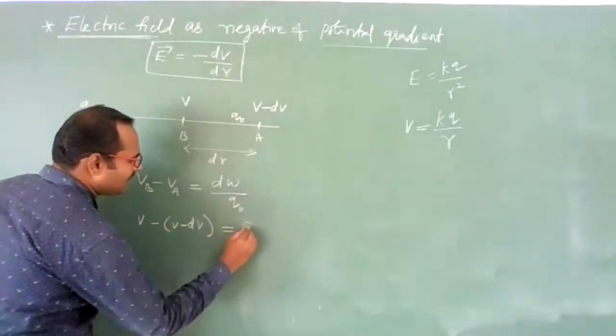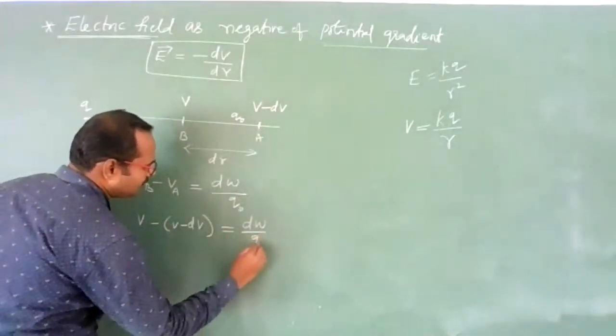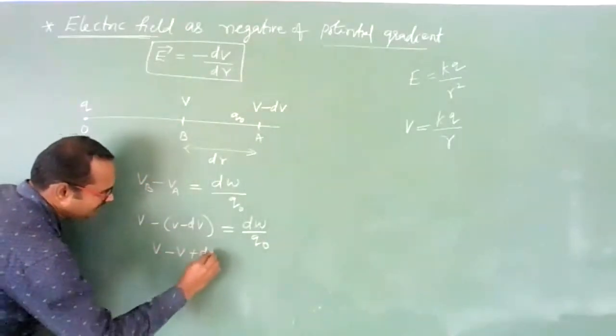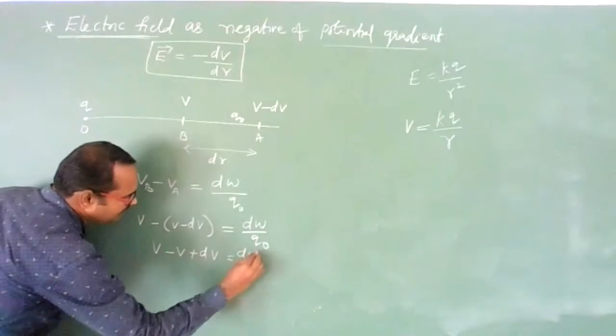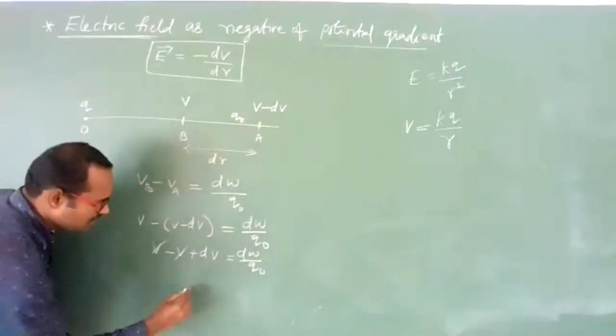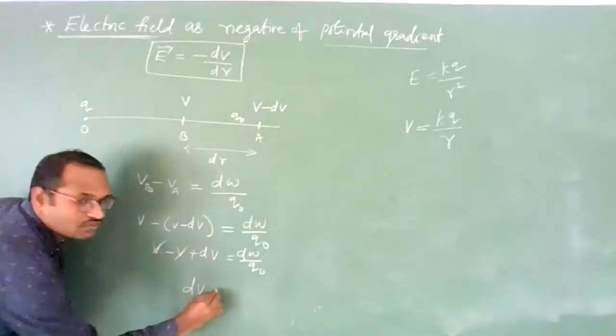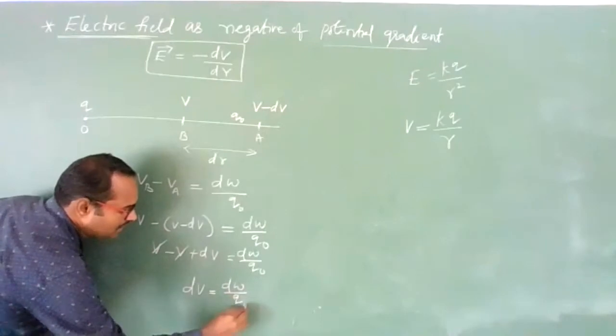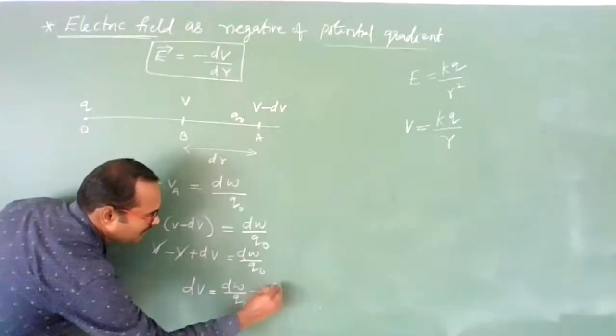So this is equal to dW by Q naught. Then what will happen? V minus (V minus dV) is equal to dW by Q naught. Then the V and minus V cancel out. You will get dV is equal to dW by Q naught. Let us call this equation number 1.